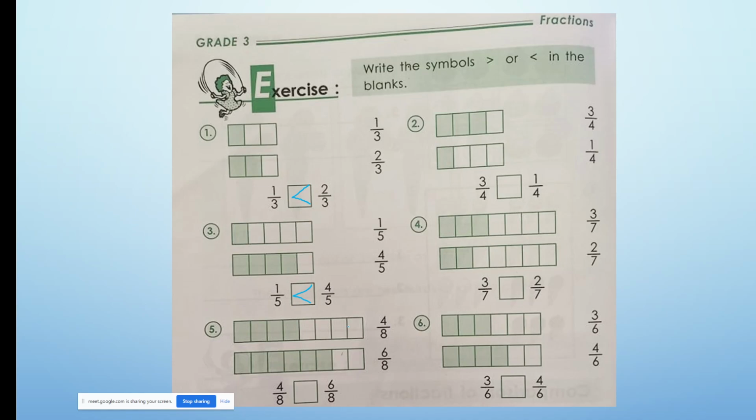Next, what's this fraction? 4/8 and 6/8. What's the symbol? Less than. Less than again. Next, you have 3/4 and 1/4. More than. Next, 3 sevenths and 2 sevenths. More than. Next, 3 sixths and 4 sixths. Less than. Understand? Easy, right? Yes.